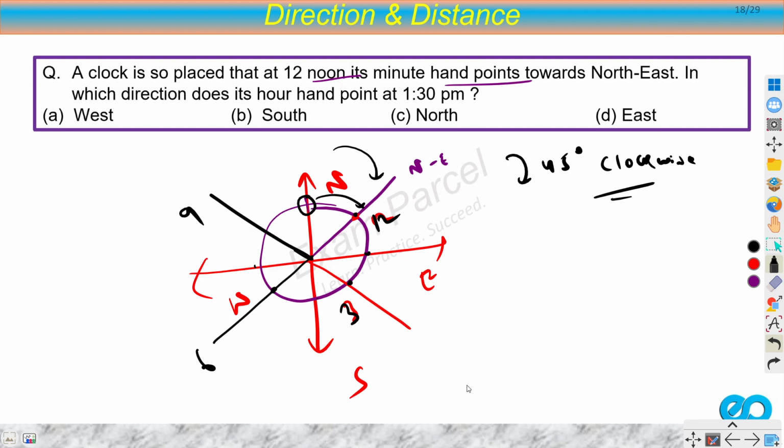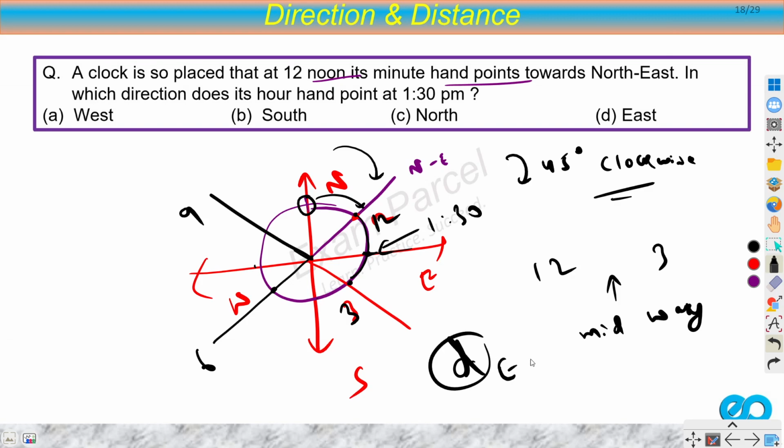Now which direction does its hour hand point at 1:30 p.m.? 1:30 p.m. is completely in between 12 and 3, right? Midway of 12 and 3. So if you divide the 3 hours into two parts, 1:30 would be exactly in between. So this is the position of 1:30. And what is this direction? East, right? This is the east direction. So option D, east. I hope this is clear to you.